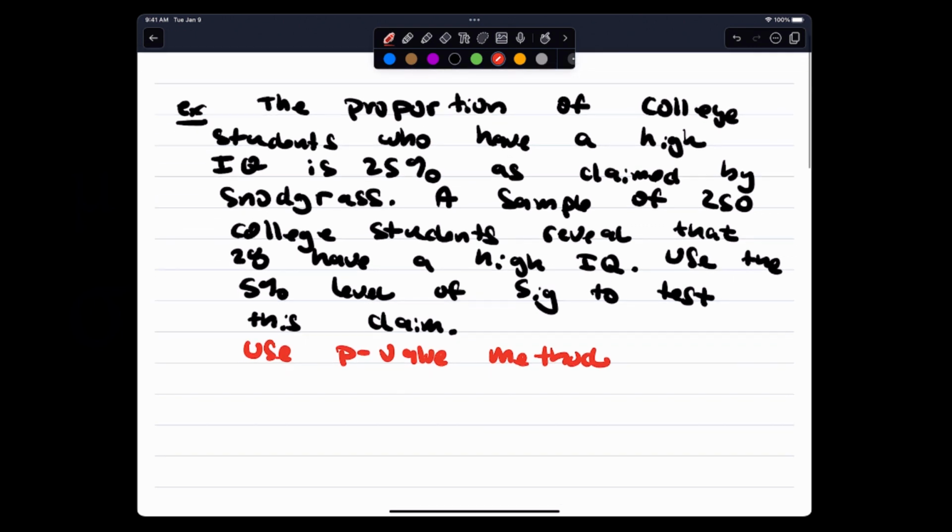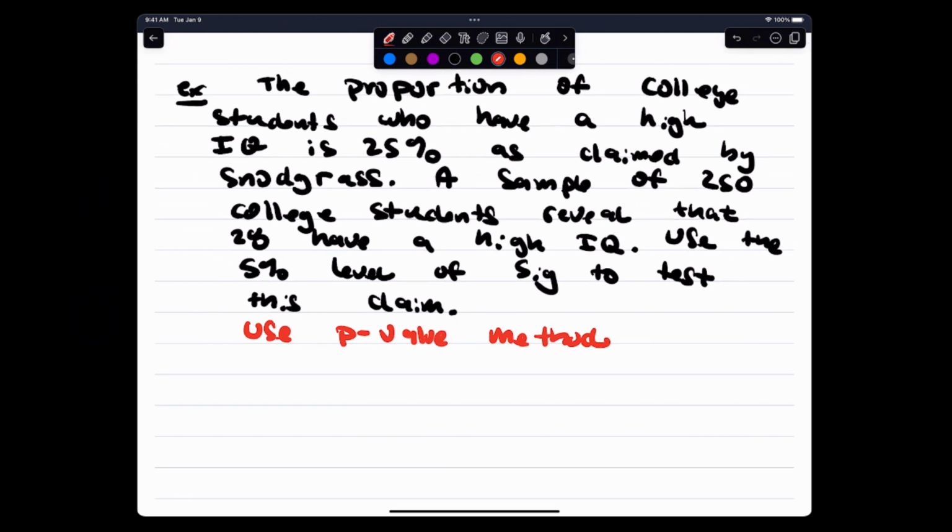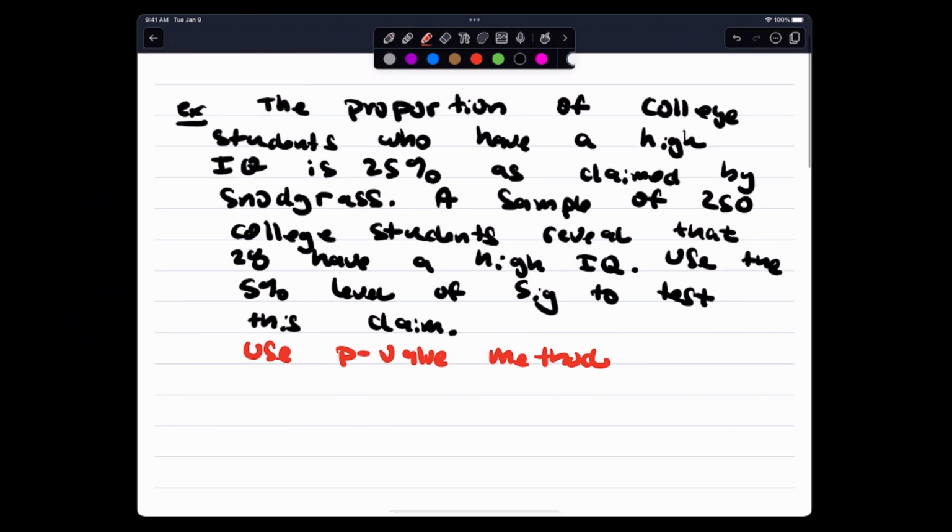Okay, let's try this out. You guys ready? Let's read this. What does it say here? The proportion of college students who have a high IQ is what? 25%. As what? Claimed by who?